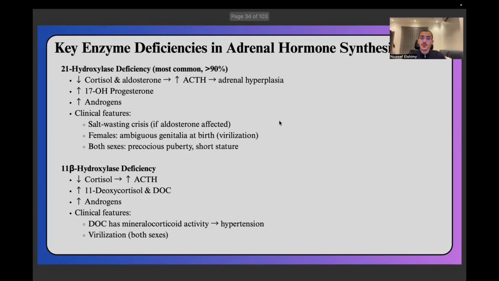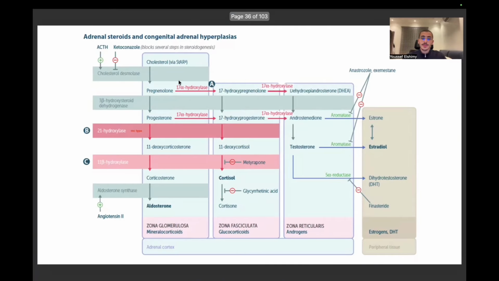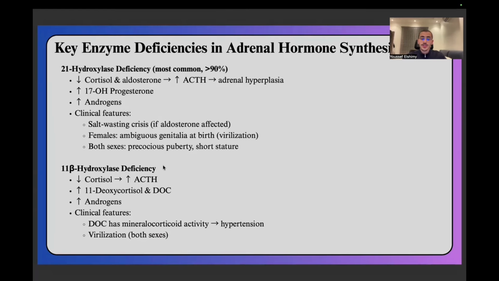If you want to diagnose someone with 21 hydroxylase deficiency, you would find that he or she has increased 17-hydroxyprogesterone, and there would be increased androgen because we mentioned that metabolites are going to be shunted towards the androgen pathway. What would be the clinical feature? There would be salt wasting crisis because there is no aldosterone production, so the salt is going to be excreted as well as fluids. So there will be salt wasting crisis.